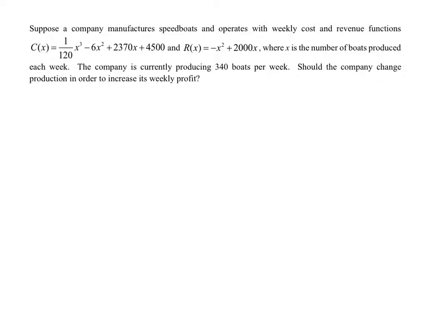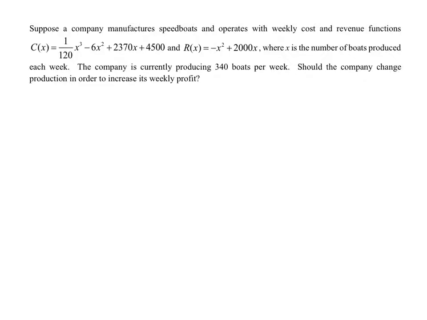Suppose a company manufactures speedboats and operates with the weekly cost and revenue functions given, where x is the number of boats produced each week. The company is currently producing 340 boats per week, and our question is, should the company change production in order to increase its weekly profit?